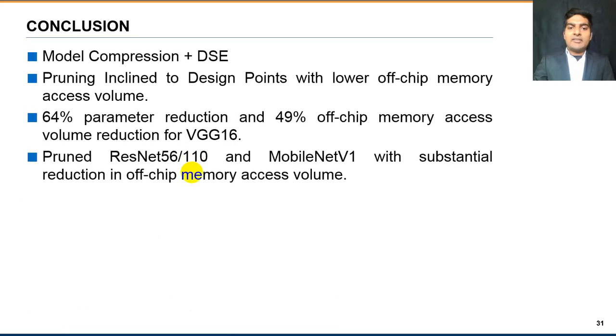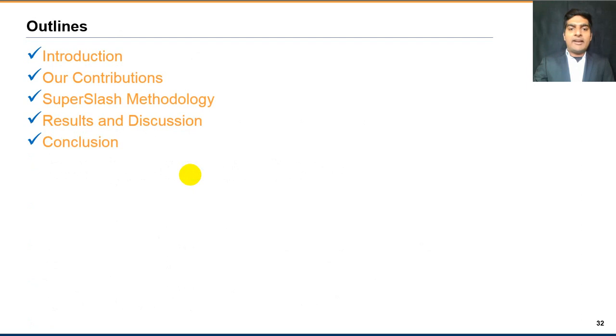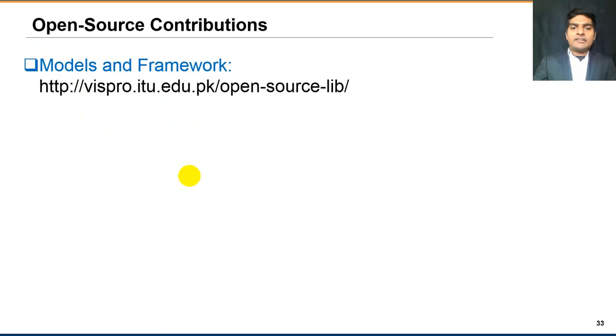Similarly, we pruned ResNet 56, ResNet 110, and MobileNet V1 on CIFAR 10 and achieved a significant reduction in memory access volume. And finally, to facilitate further research and reproducibility of the presented results, we have provided a public release of our pruned networks and framework at the following link.